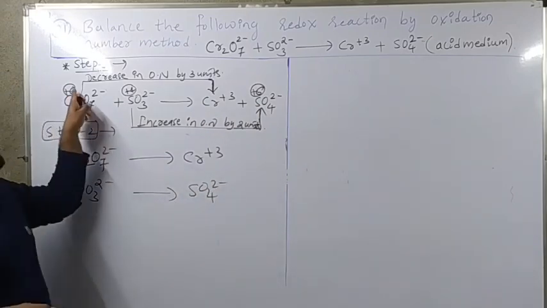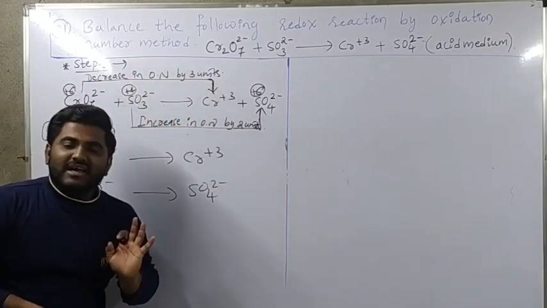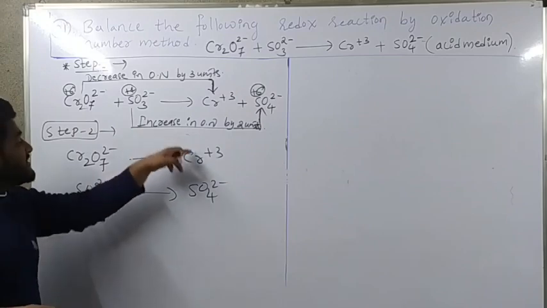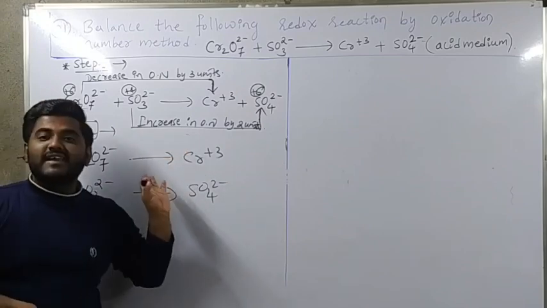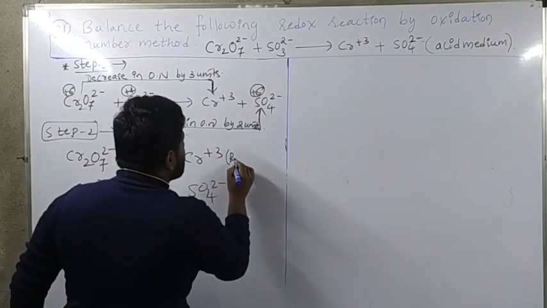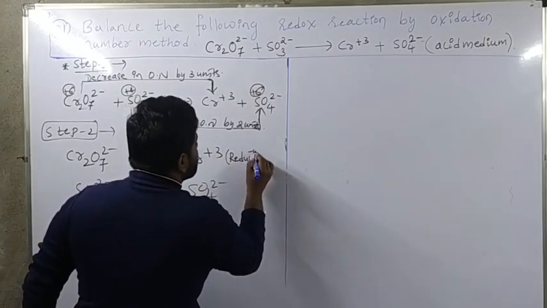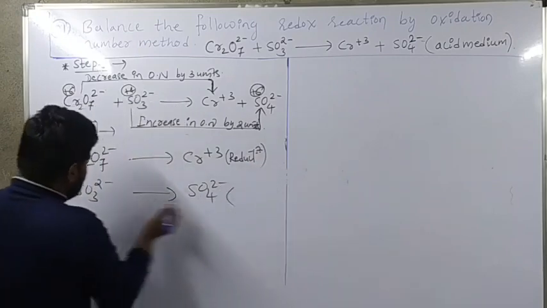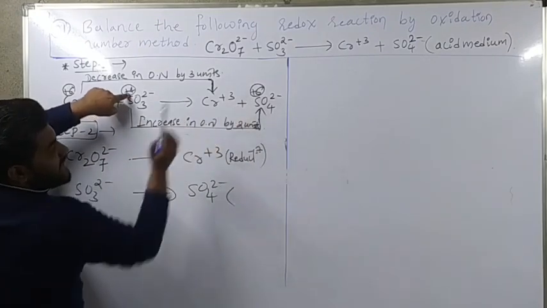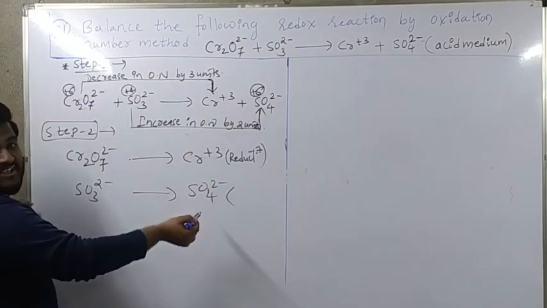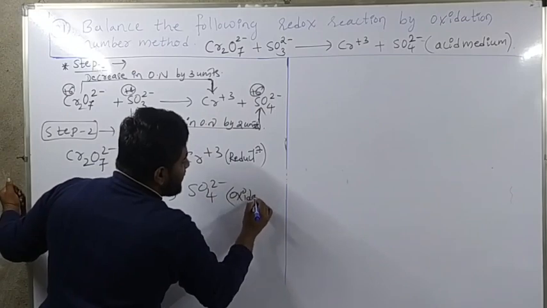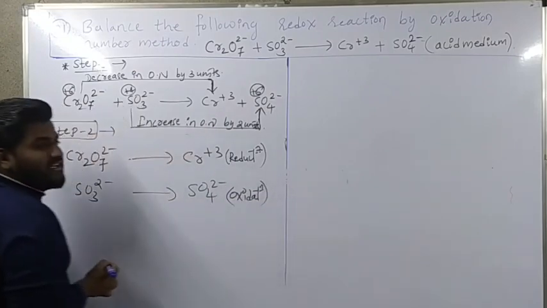See, plus 6 to plus 3, 3 units decreased. So here how many units decreased? 3 units decreased. Here 2 units increased. So decrease in oxidation number is called what? Reduction. And here, what is the sulfur oxidation state? Plus 4. What is the sulfur oxidation state here? Plus 6. So plus 2 increase. Increase in oxidation number is called oxidation.